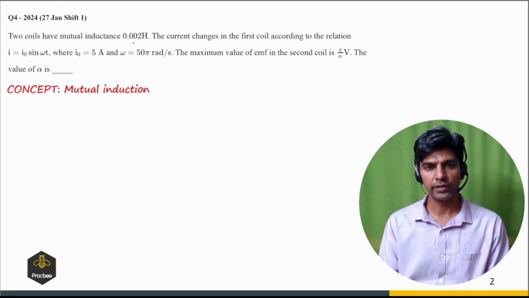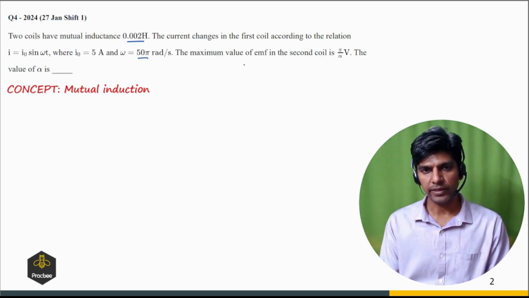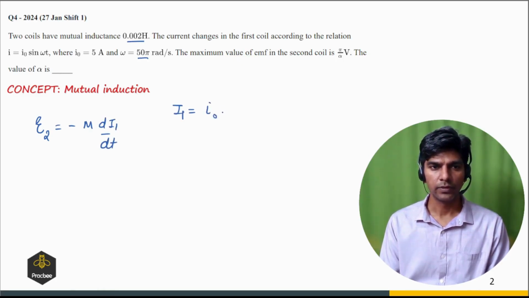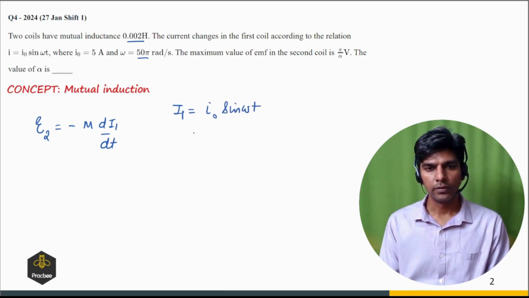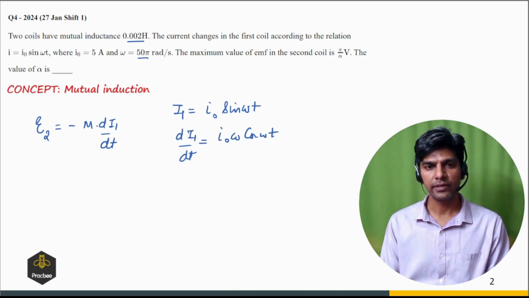Two coils having mutual inductance 0.002 Henry, and the current changes in the first coil according to the relation I equals I naught sine omega t, where I naught is 5 ampere, omega is 50 pi radians per second. The maximum value of the EMF in the second coil is pi by alpha volt, find the value of alpha. So the maximum value, so EMF induced in the second coil will be minus m di1 by dt, and I1 is given as I naught sine omega t. So if we differentiate this, we will get I naught omega cos omega t, where m is constant.